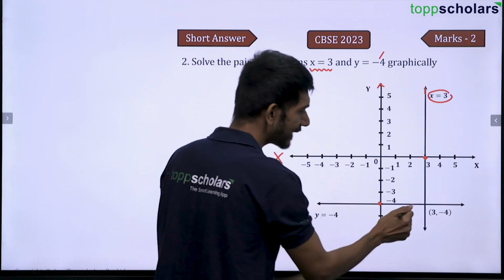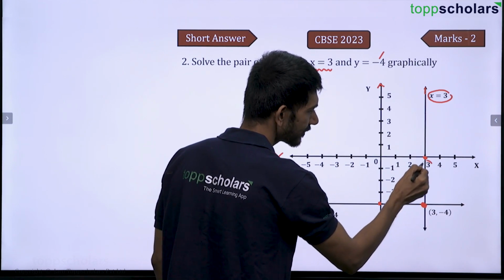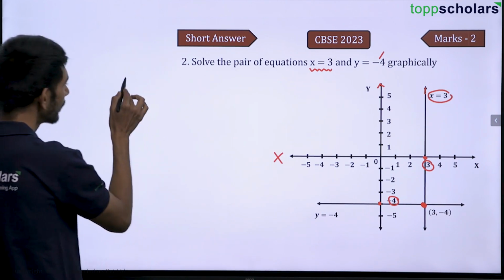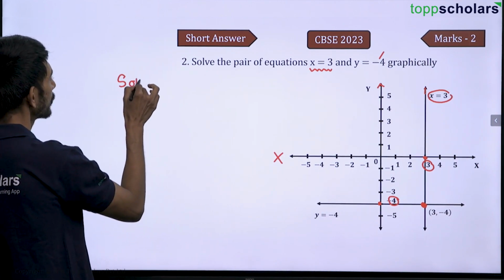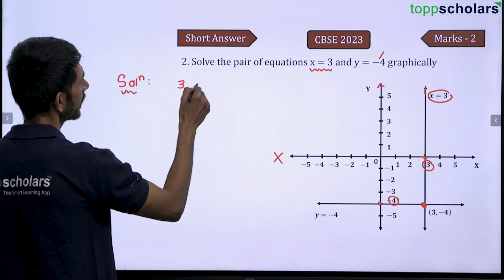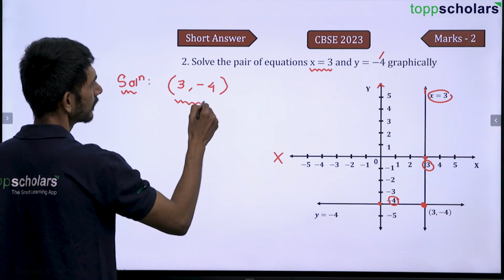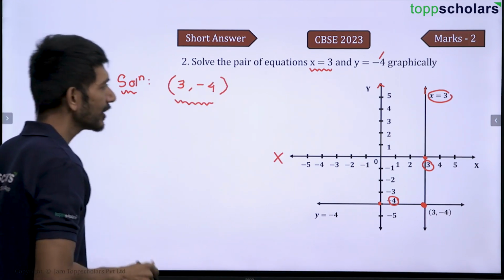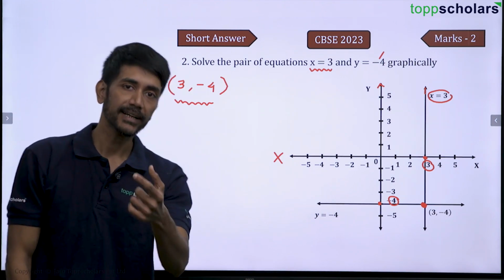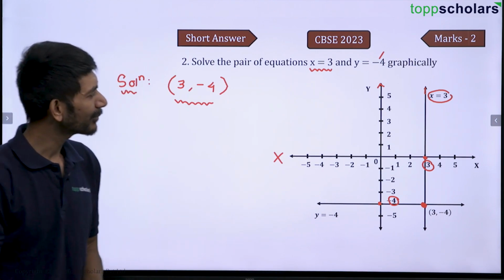Now if you see, both the lines are meeting here. So can I say that is 3 comma -4? So what is the solution? The solution is 3 comma -4. What is the meaning of solution? The solution means the two lines are intersecting lines and they intersect at this point 3 comma -4. I hope it is very simple.